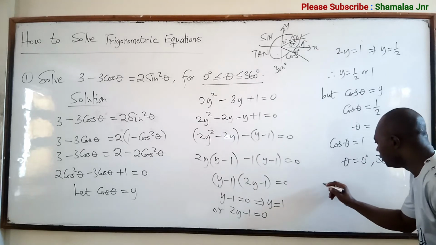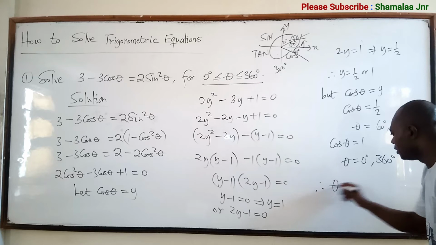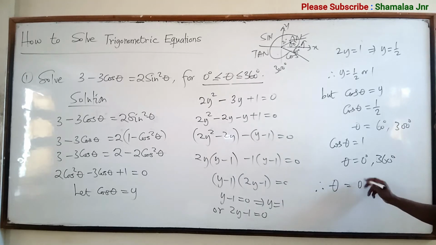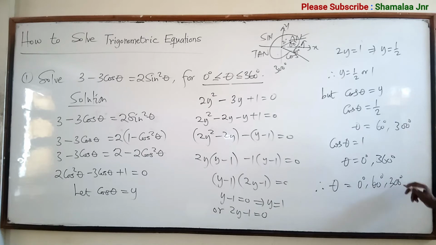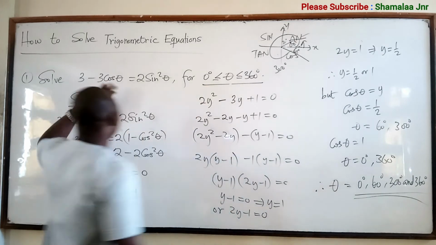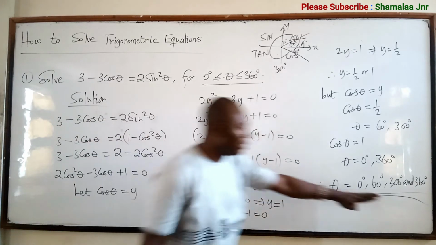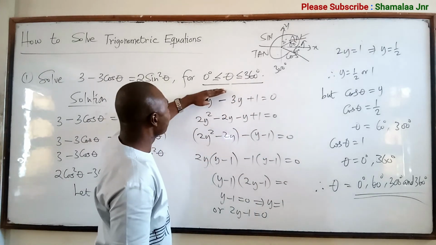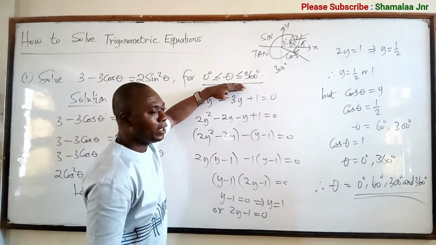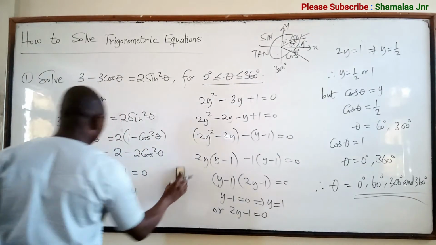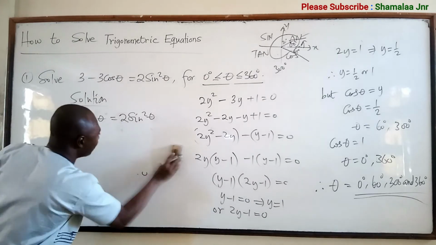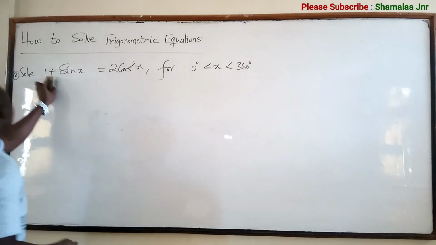Therefore, the solution, we can say that theta is equal to 0 degrees, 60 degrees, 300 degrees, and 360 degrees. So these are the values of theta that will satisfy this trigonometric equation. Yes, and all these values satisfy the interval given here. Okay. Viewers, let's look at another question and bring this lecture to an end.